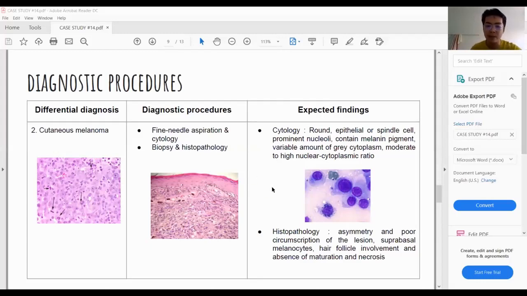Other than that, we can also do biopsy for histopathology examination. The expected findings in the histopathology examination are asymmetry and poor circumscription of the lesion, and there will be suprabasal melanocytes with hair follicle involvement and absence of maturation and necrosis.